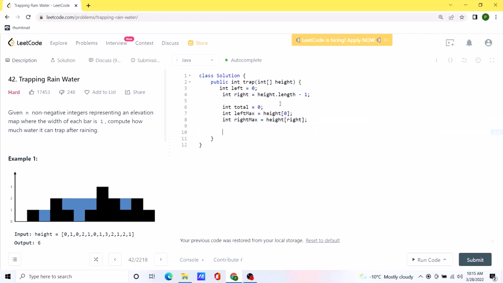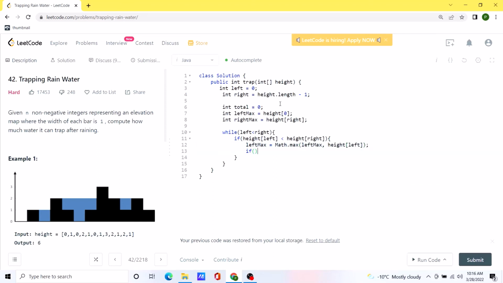And now we are going to run our loop. So while left is less than right, first we are going to check the height difference, and whichever side has the lower height, we are going to work on that side. If the left pointer has lesser height, we are going to work on the left side.